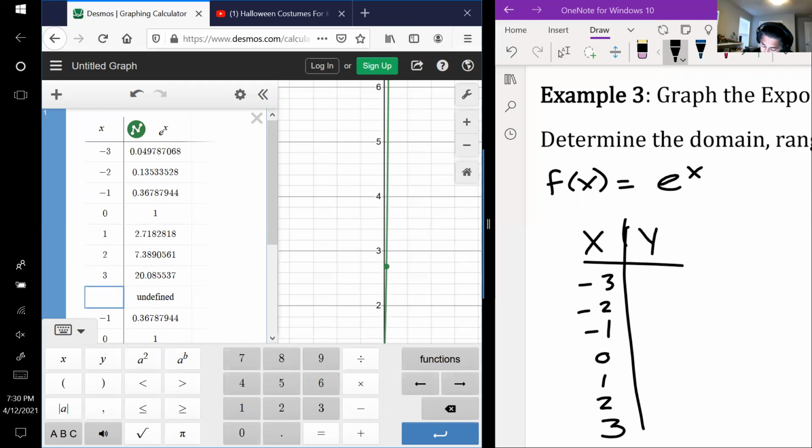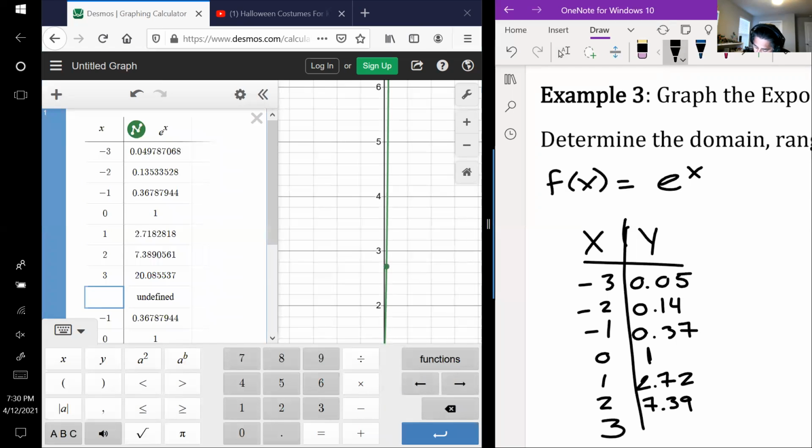Make my XY chart, and -3, -2, -1, 0, 1, 2, 3. Okay. And I get 0.05, 0.14, and then 0.37. Anything raised to the 0th power is 1. And then we'll get 2.72, 7.39, and 20.09. Okay. So there's our XY chart for e to the x.